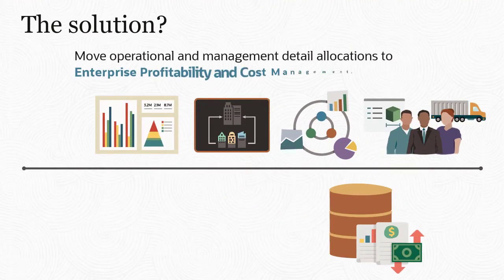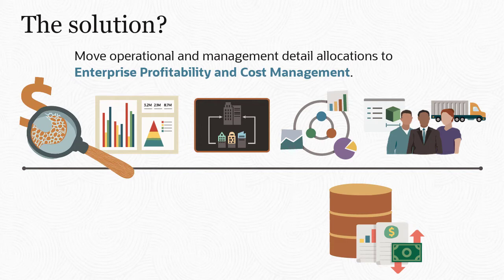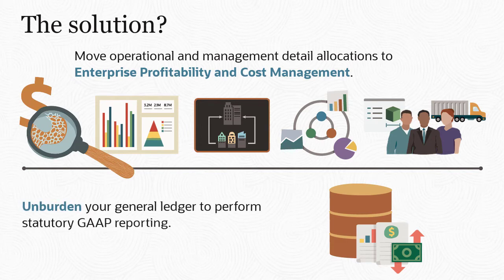If this sounds like your current financial close process, the solution is to move your operational and management detail allocations to enterprise profitability and cost management. This unburdens your general ledger and frees it to perform its primary purpose of statutory GAAP reporting.